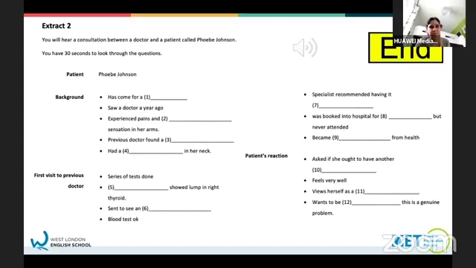Occupational English Test, Part A. In this part of the test, you'll hear 2 different extracts. In each extract, a health professional is talking to a patient. Extract 1, questions 1 to 12. For questions 1 to 12, complete the notes with a word or short phrase. You now have 30 seconds to look at the notes.